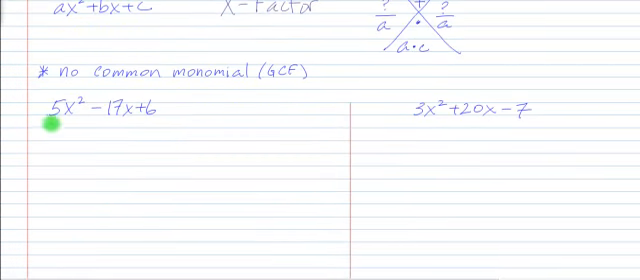Okay, so if we have 5x squared minus 17x plus 6, I'm going to begin by identifying what is my A, my B, and my C. And you have to be careful. This is my A. Negative 17 is going to be my B. Positive 6 is going to be my C. A lot of students will miss that negative. So this is my A, B, and C.